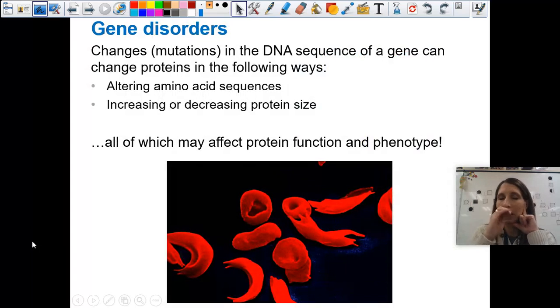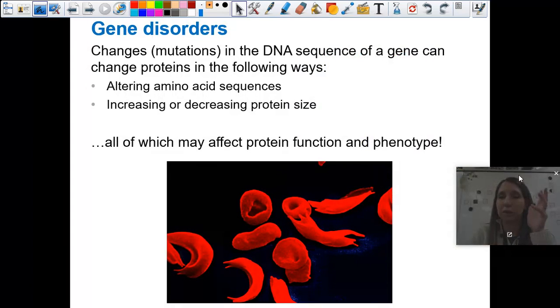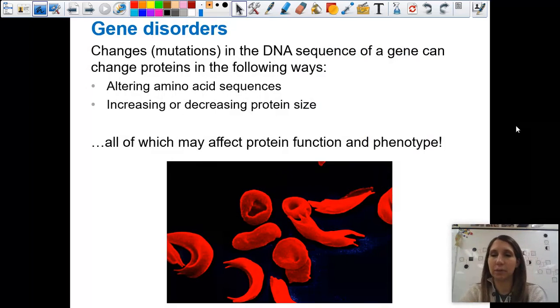Okay. Now, chromosomal disorders are super easy to identify with karyotypes, but what's not as simple is to identify gene disorders. So mutations or changes that occur to DNA sequences that lead to changes in a phenotype in a way that can be detrimental. All right, so when we mutate a gene, essentially what we mean is we're kind of changing the coding for that gene.